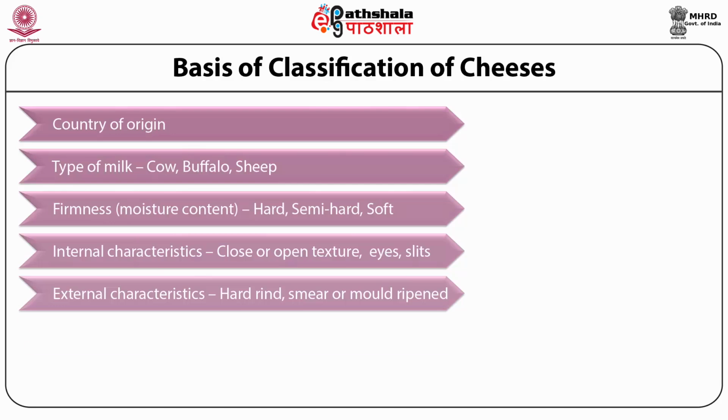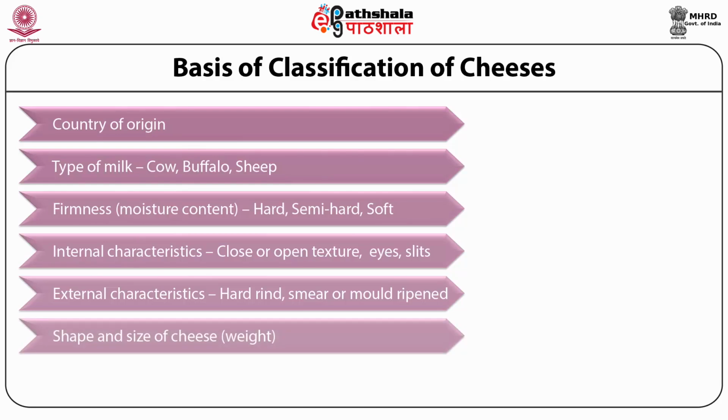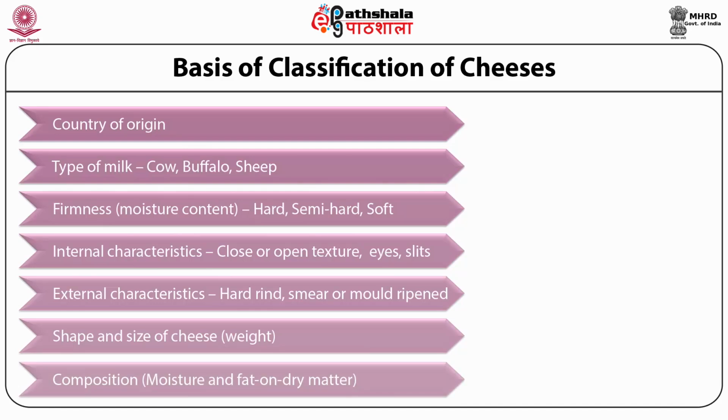The next criterion would be based on the shape and size of the cheese, and the size will depend on the weight which we take in the block for pressing of the cheese. And finally, based on composition, if you see the legal requirements, for example the Food Safety and Standards Act, two important criteria have been given. Number one is the moisture content, usually the maximum moisture content, and another is a minimum fat on dry matter content. This fat on dry matter in the resultant cheese will depend on the initial fat content in the standardized milk, as well as on whether the cheese has been pressed or otherwise.